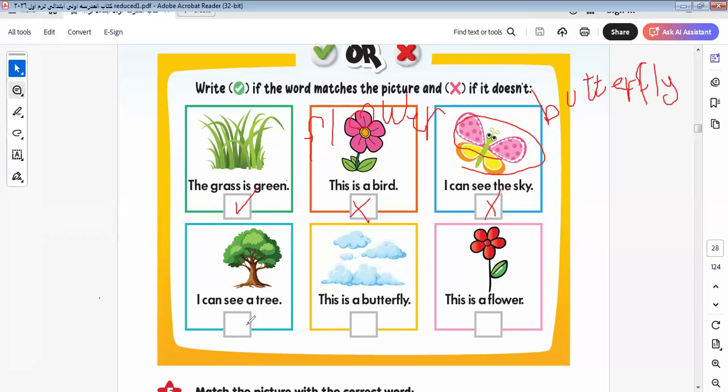I can see a tree. Yes, I can see a tree. This is a butterfly. No, it's not a butterfly. This is a flower. Yes, it's a flower.